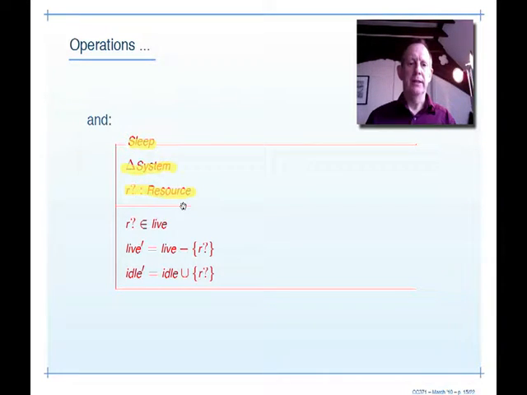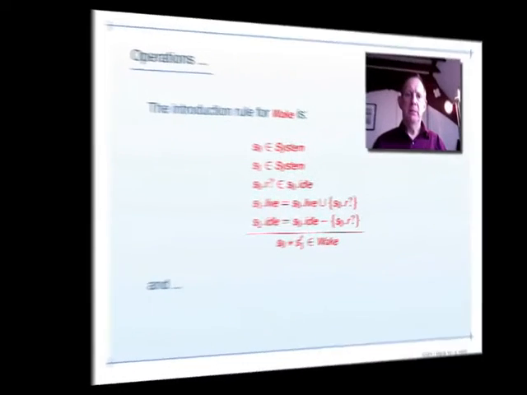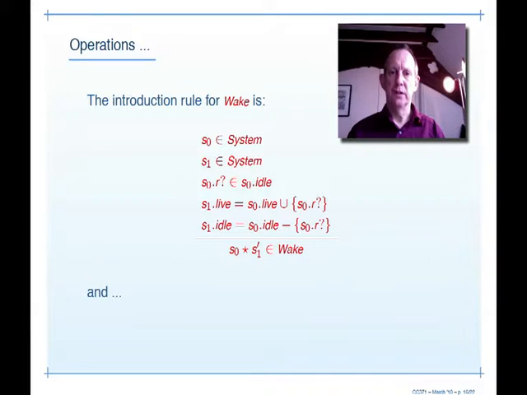The constraint is rather similar to wake. In this case, though, of course, we want the resource to be currently live. That is, in the initial state, it had better be in the live set, otherwise we can't put it to sleep. And then the live set afterwards will be the same as the live set before, except the resource will have been removed, and the idle set afterwards will be the idle set before with the resource added.